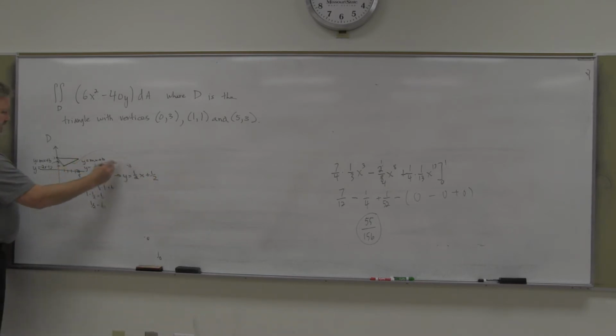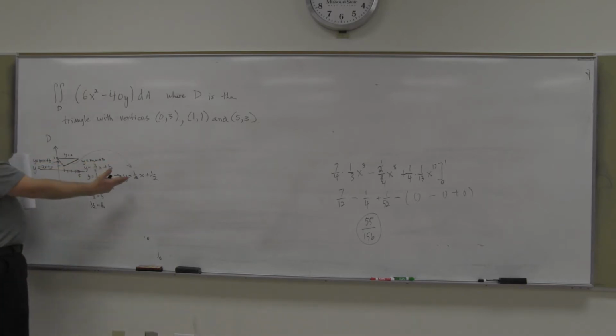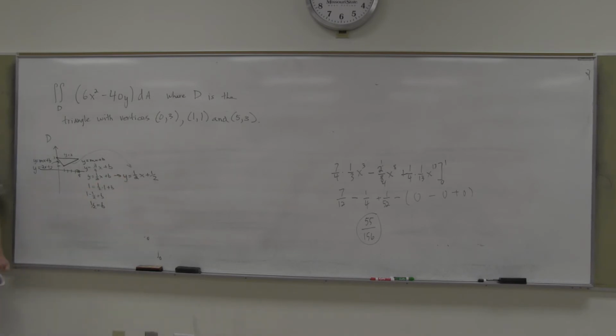So this line is y equals 1/2 x plus 1/2, and that line is negative 2x plus 3, and this top one is just a horizontal line, y equals 3. Okay, so that gets us started. Now we've got to figure out how I am going to do this double integral. Do I want to do the y's first, since I've got y's in terms of x's, or maybe do the x's first?